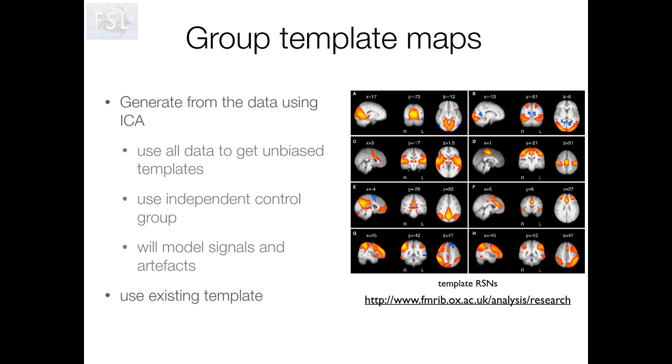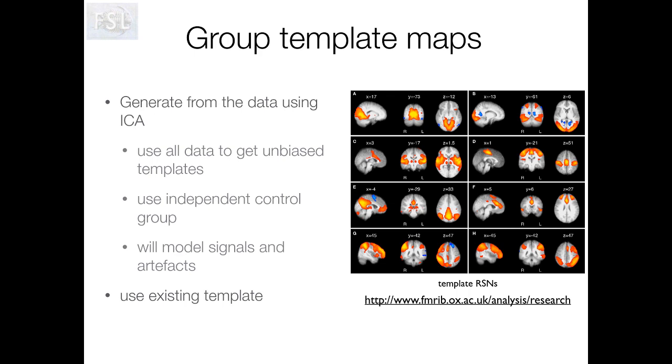Another option is that in order to perform a resting state network analysis, you don't actually need to perform group ICA at all. You could choose to use a pre-existing group resting state network template, such as the one which is available through this link. This has the advantage that the results which you get may be more comparable to other results in the literature, but in the same way as using an independent control group, this has the disadvantage that these resting state network templates will not be modeling the noise or artifacts which are specific to your data set.